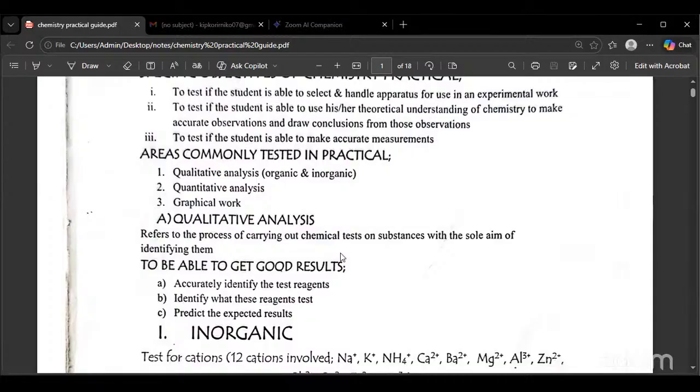So I normally say when you go to the practical session, especially the qualitative analysis, the first thing you're supposed to be worried about is, do you know the reagents that you have been given? For example, do you know how to write sodium hydroxide? Do you know how to write ammonia or ammonium hydroxide? Those are the most important things that you're supposed to know. Kama hatujui the chemical formulas of the reagents, then we are finished.